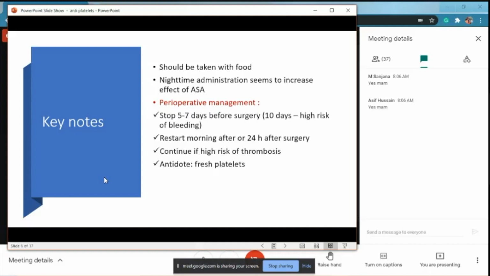So in those cases, regardless of surgery, we cannot hold the aspirin. We just have to continue the aspirin and monitor for bleeding. And like I said, in that case also, if the bleeding becomes worse during the surgery, we can go with fresh platelets. Okay, so that's all about the aspirin.